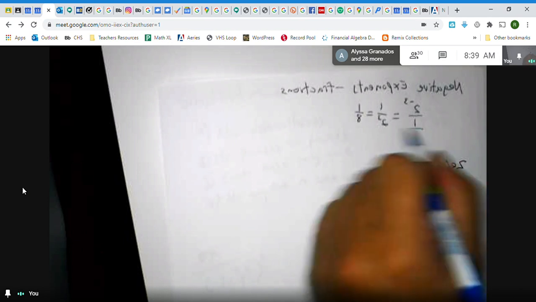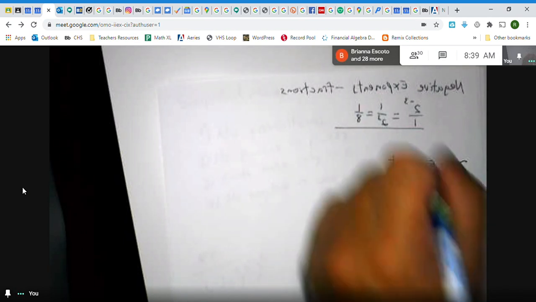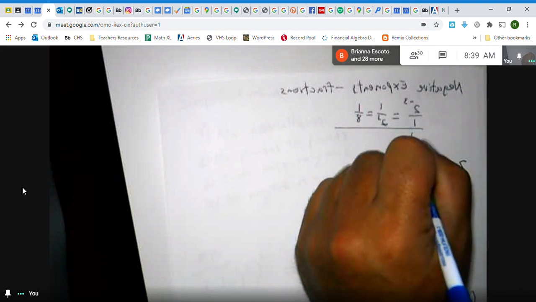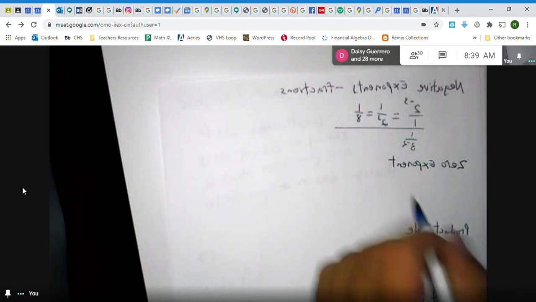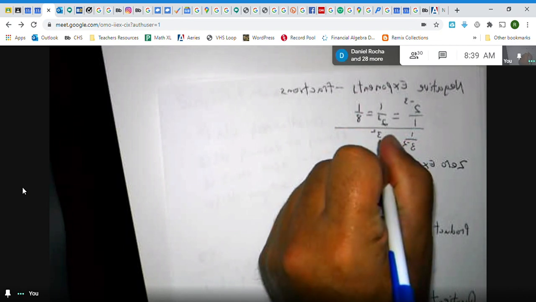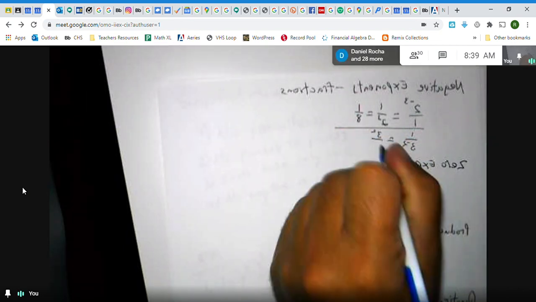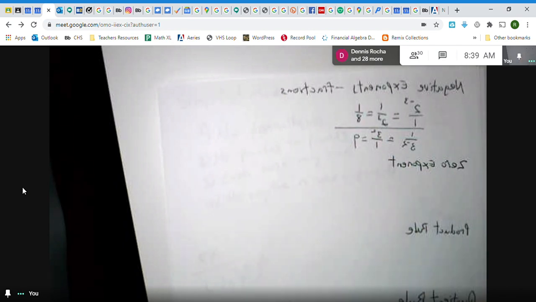Another example. What if I have a negative exponent on the bottom? Well, to make a negative exponent positive, I change its level. So it's going to go up to the top. There's nothing left on the bottom, so I'll put a 1. This answer will be 9.